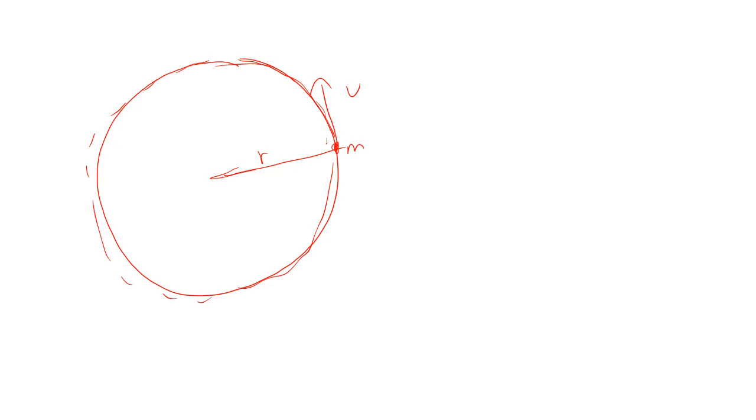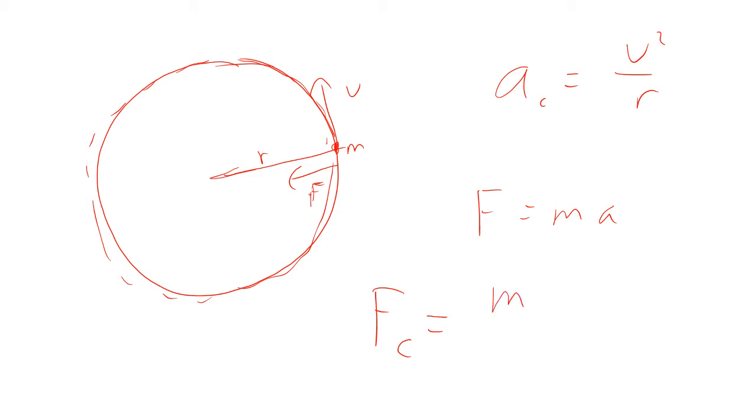Centripetal force: we know that if something is moving in uniform circular motion, so we have a radius r, a velocity, and some kind of mass going around in a circle, then there's a centripetal acceleration v squared over r. Well, we know that force equals mass times acceleration, so there has to be a force inwards, pulling it inwards. That is the centripetal force. So that's going to be equal to mv squared over r.